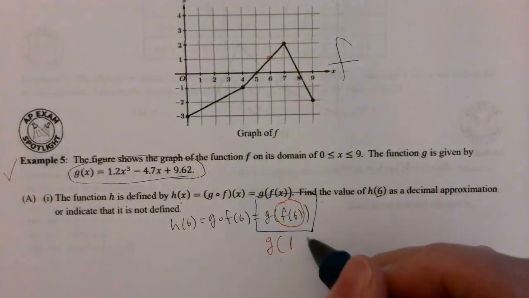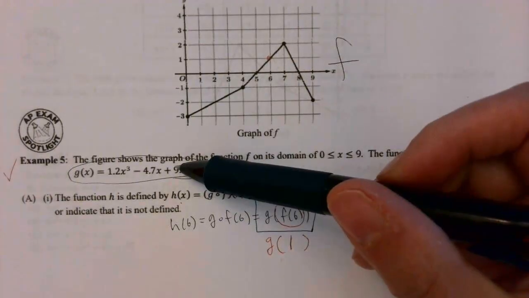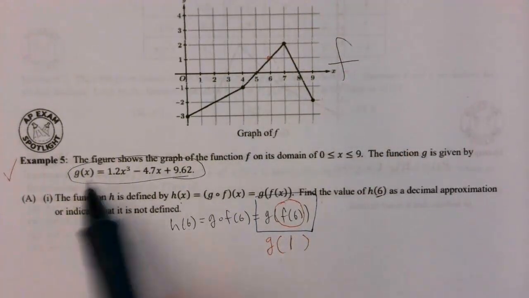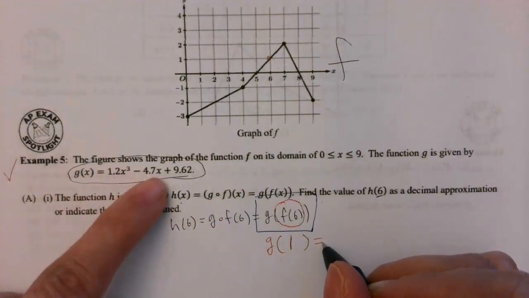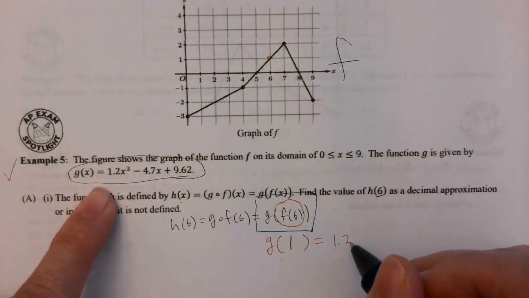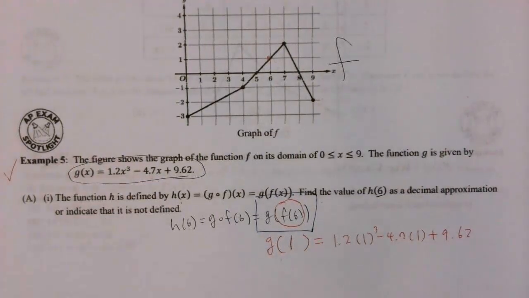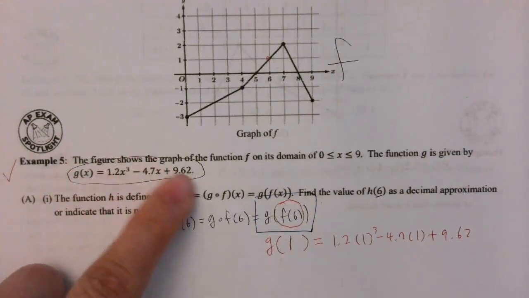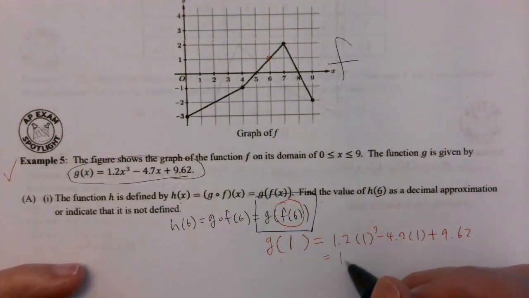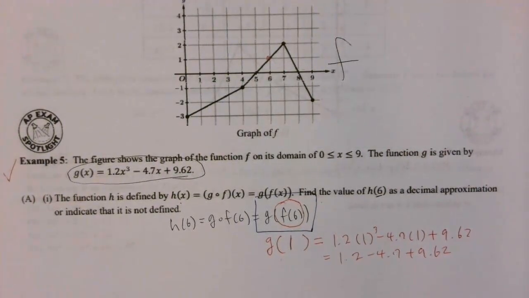Now we are looking for g of 1. What are we using, graph or the equation? For g, we're going to use the equation. So g of 1 is equal to, wouldn't you just take that 1 and plug it into wherever you see the x? It's going to be 1.2 times 1 cubed minus 4.7 times 1 plus 9.62. This time don't miss a number. Take the 1 and plug it in for all your x's. So PEMDAS, please: 1.2 minus 4.7 plus 9.62. I don't feel like doing it, but you can figure it out. I think it's a positive number.